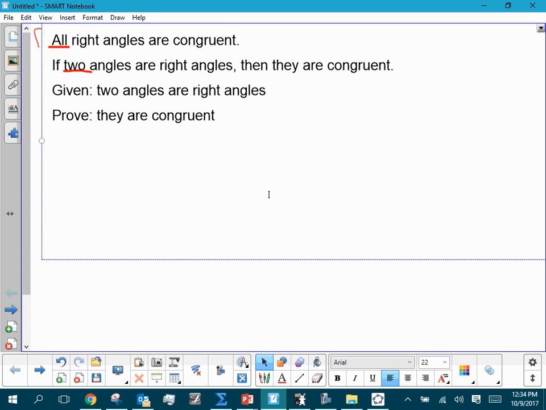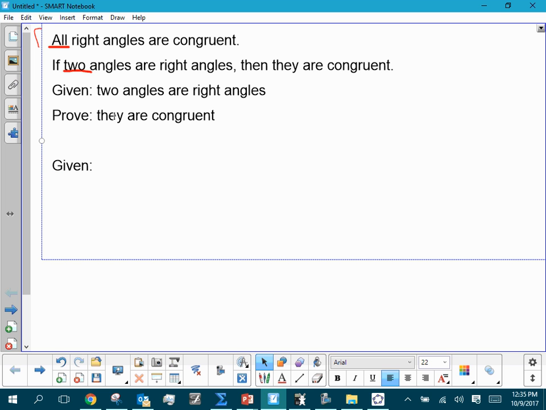Now that's maybe the first kind of rough draft that you would write of your given and your prove. But if you think about the way we do proofs, that's going to be a really hard procedure to do if I leave it with that given and that prove. Because what are my two angles? Okay, what are they? How can I talk about them? Does that make sense?